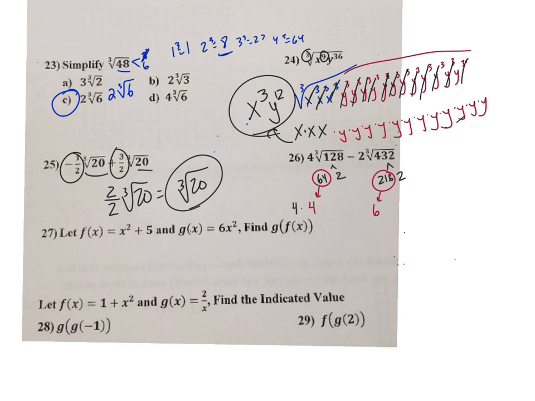So I have 4 times 4 cube roots of 2, so that 2 stayed in jail, minus 2 times 6 cube roots of 2. So now I have 4 times 4, which is 16 cube roots of 2, minus 12 cube roots of 2. That's going to give me 4 cube roots of 2. Best answer.